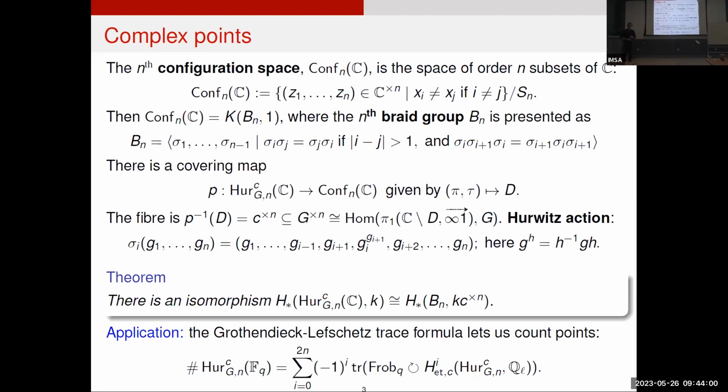So sorry, Craig, the action is the natural one given by the strands? They're permuting the components. This is the action. Oh, that's the action. Okay. So they permute them, but they braid them, but they conjugate them.